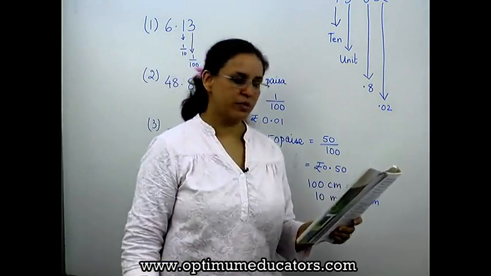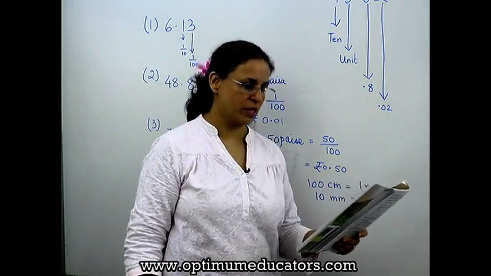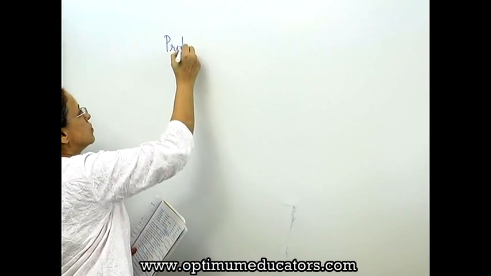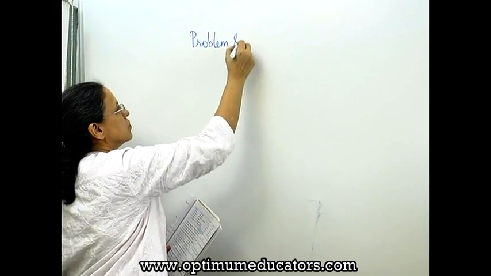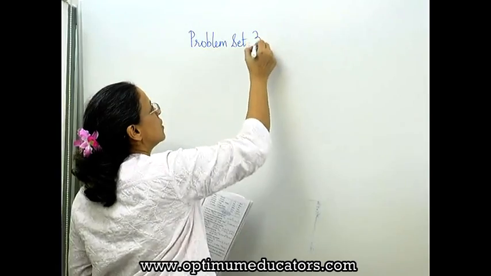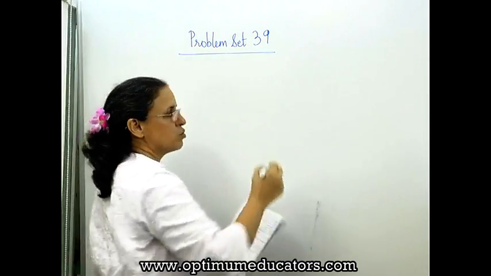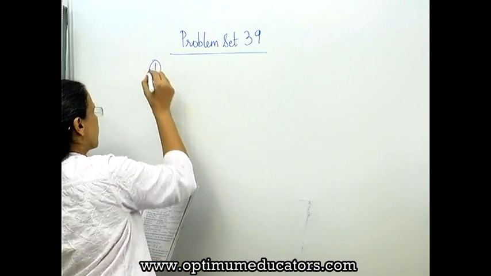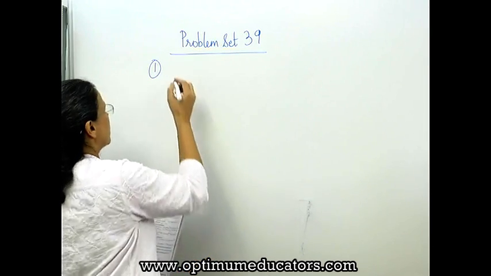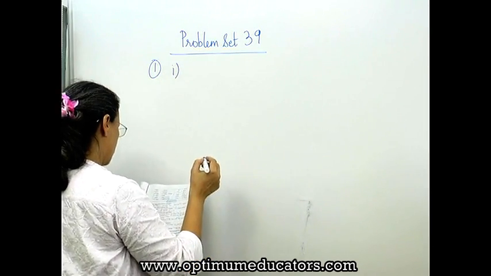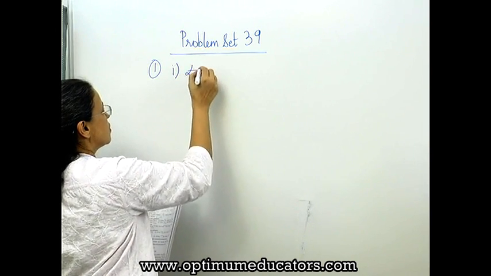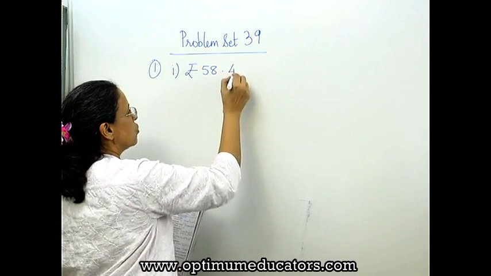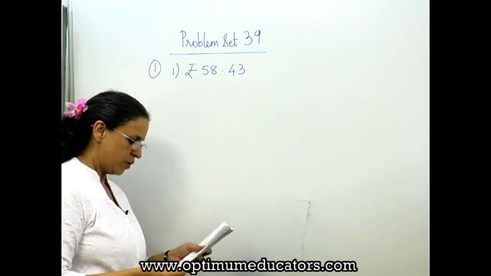Now we go on to problem set number 39. Okay, let us look at problem set number 39. Shall we start? Problem set number 39. Okay, you try to solve by yourself and then you check your answers. Now the first one, in that we have first, they have given us rupees 58.43. So how will we write this?